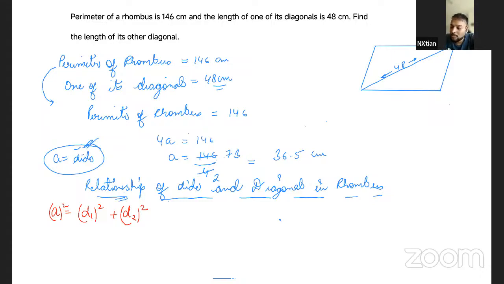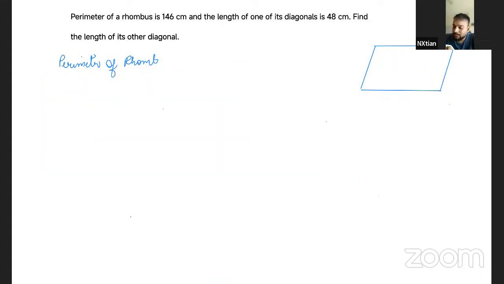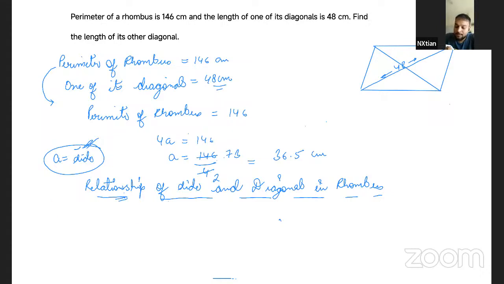Listen, guys. In the rhombus, you wrote the property, no? What's the property of a rhombus? That the diagonals bisect each other at 90 degrees. Bisect means they cut into equal halves, and they make 90 degrees also. So if the whole length is 48, then this will become 24 and this will become 24. Understood? Yes or no?